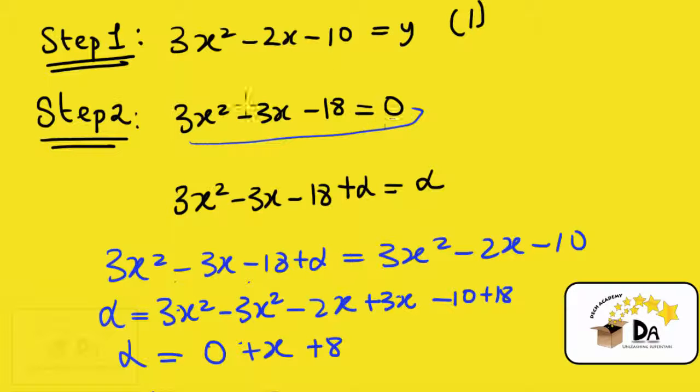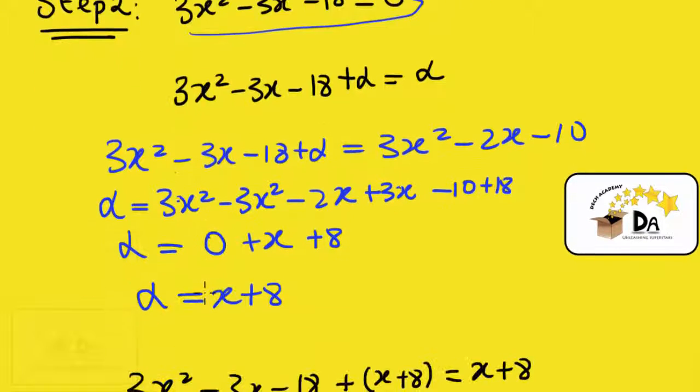In step 2, all we had to do was rewrite the left hand side of this equation so that it matched exactly with this left hand side. In order to do that, we have to add some term to this left hand side. But if I add a term to the left hand side, I must also add the same term to the right hand side. This term is such that it gives a whole left hand side that's equal to this left hand side. So this must equal that when I add alpha. I now found the alpha value, which is x plus 8.